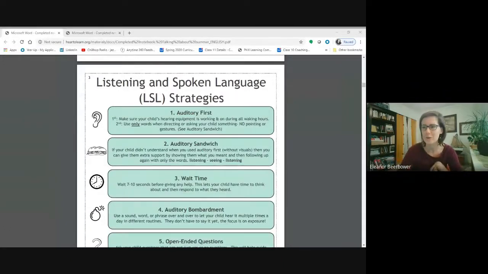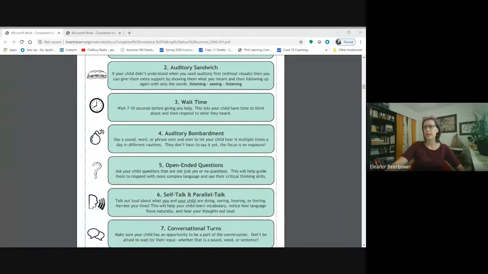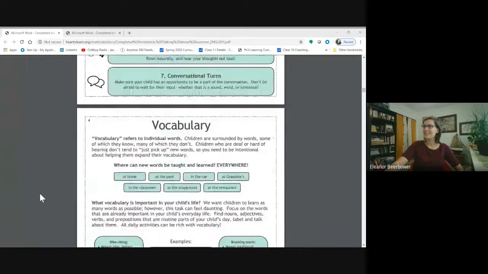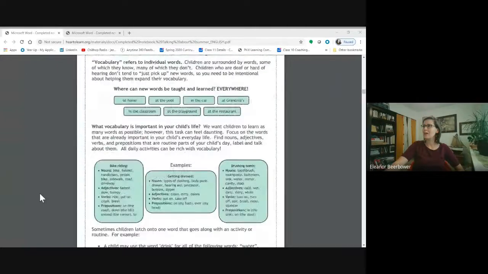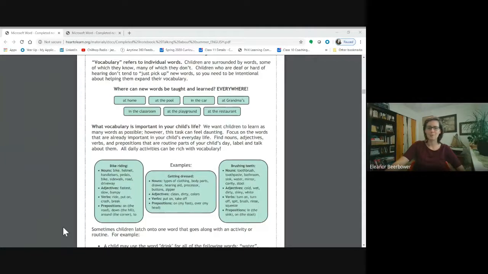Here, you'll see information on listening and spoken language strategies. These are things like auditory first, auditory sandwich, wait time, strategies that create opportunities and support your child in using their listening skills and speaking. And we have information about vocabulary, different groups of words. We often find that we are sticking to the same words maybe.